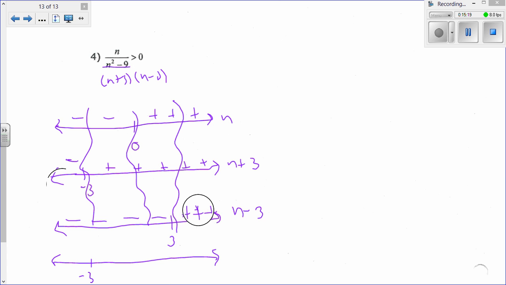So we have our -3, our 0, and our +3. Negative, negative, negative. 3 negatives is a negative. Negative, negative, positive. 2 negatives and a positive make it positive. Negative, positive, positive, which makes it negative. And then the last one's all positives.